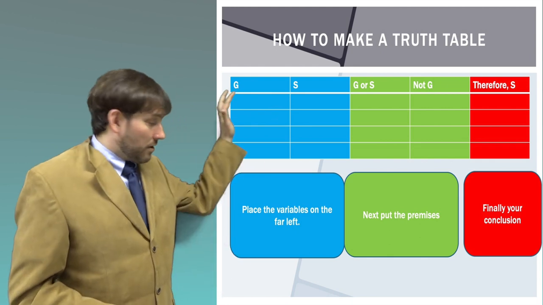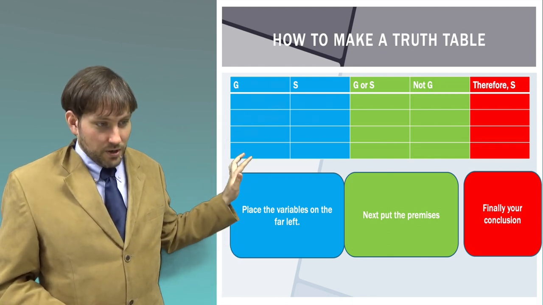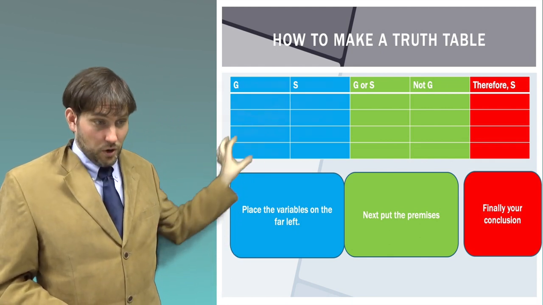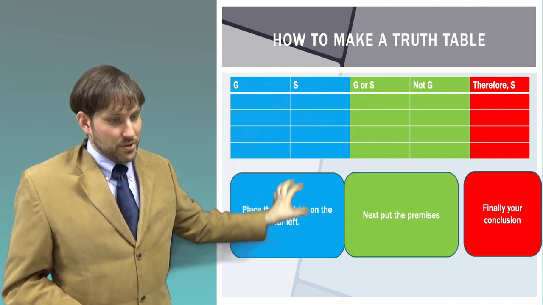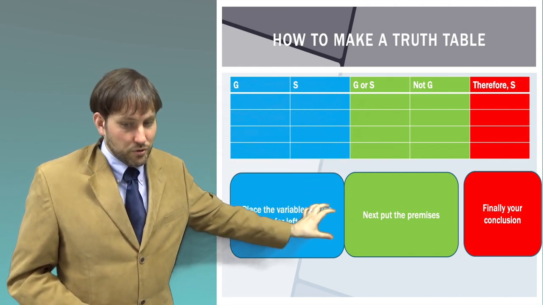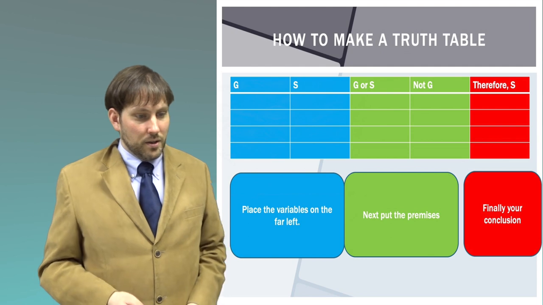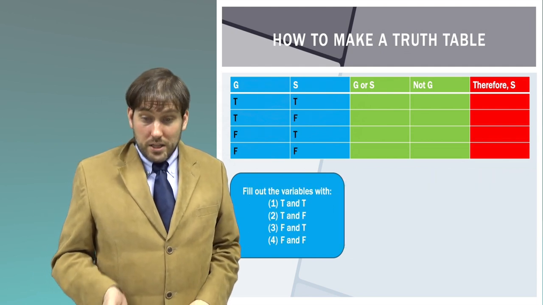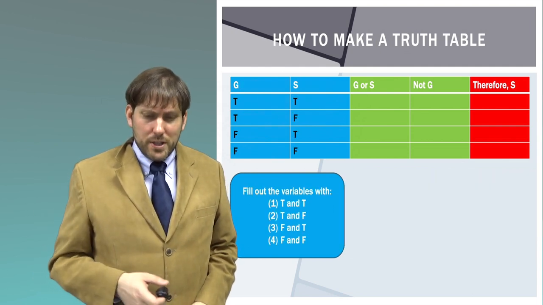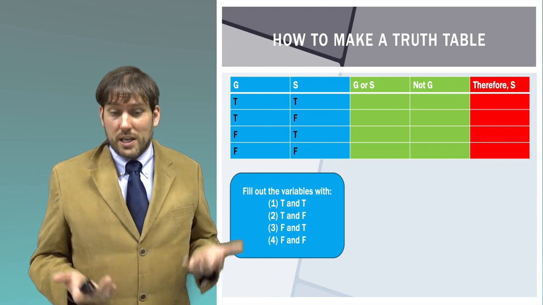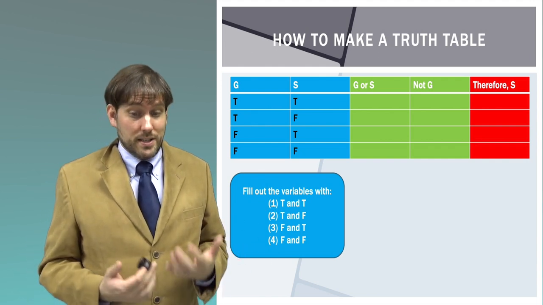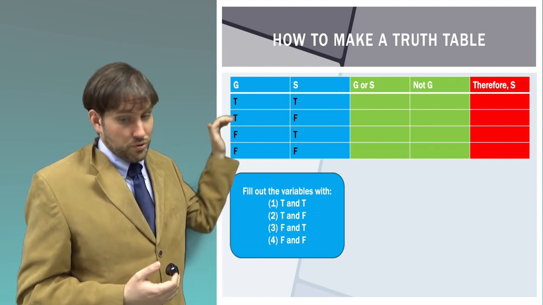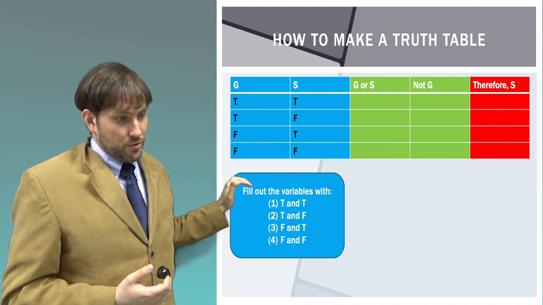So here I have made one for this argument. I've started it off. We place the variables on the far left, then we put the premises next to it, and finally we put the conclusion over on the side. First, we fill out the variables. We always fill them out in the same order. This is just a convention; there's no real reason deep down for this. So true, true, true, false, false, true, false, false.